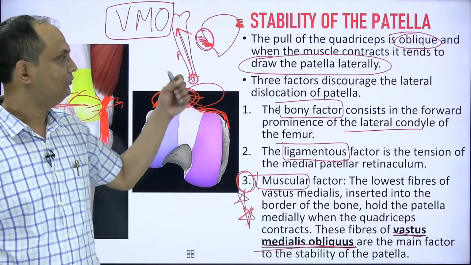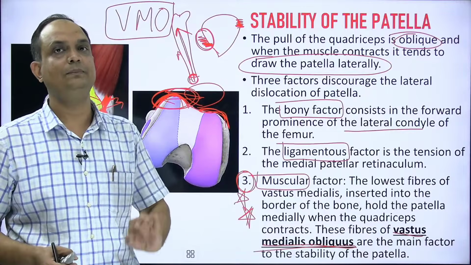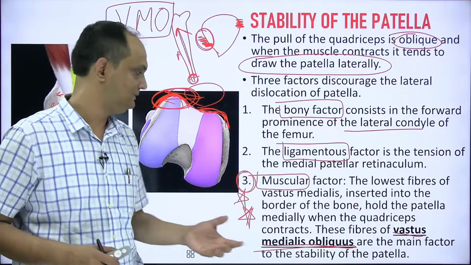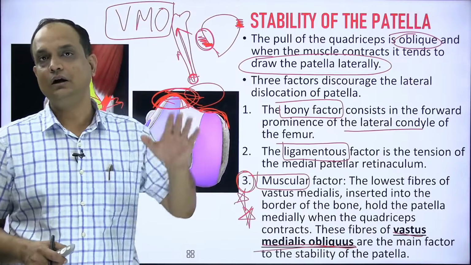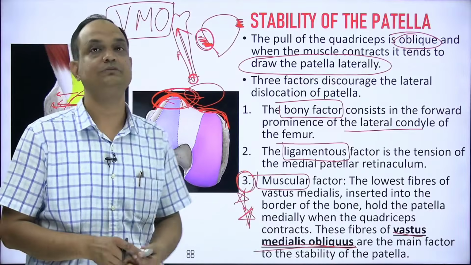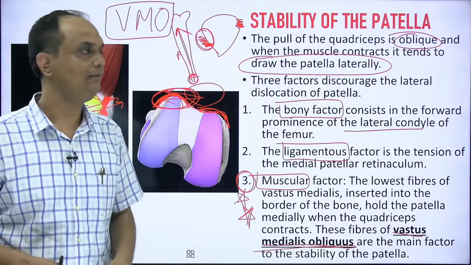Clear? So, whenever you have this question in the exam, which factor prevents the lateral displacement of the patella, you have to keep this in mind. The most important factor is the lower attachment or the lower insertion of the fibers of vastus medialis, which are known as vastus medialis obliquus. Clear?